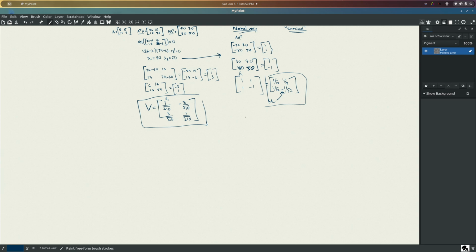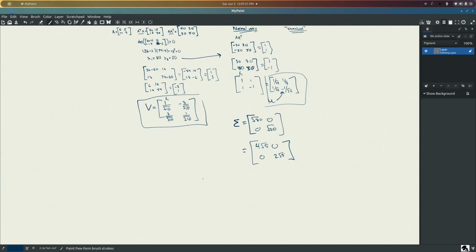We'll go over the shortcut after we're done so we can compare the two. Our sigma, as always, is just the square root of our eigenvalues, so root 80 and root 20. Make sure these line up once again. This is just 4 root 5 and 2 root 5. Now this is done, and we are done with our SVD. We have sigma, V, and U.